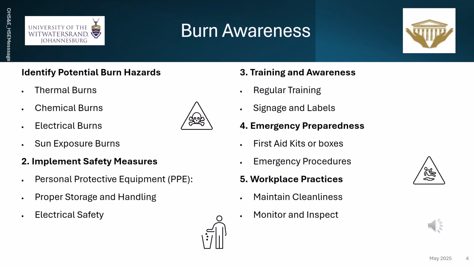Monitoring and inspections. Regularly inspect equipment and the work area for potential hazards. The OHS&E representatives in the area should be engaging with people that are operating the machines or the equipment, to make sure that they are in sound working order. By following these steps, you can significantly reduce the risks of burns and create a safer working environment for everyone.